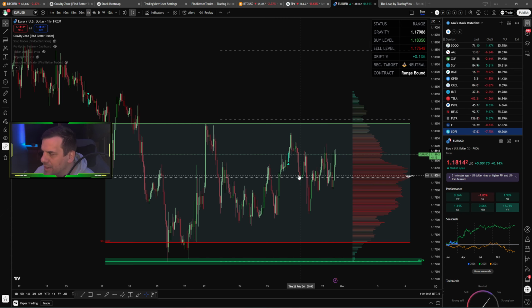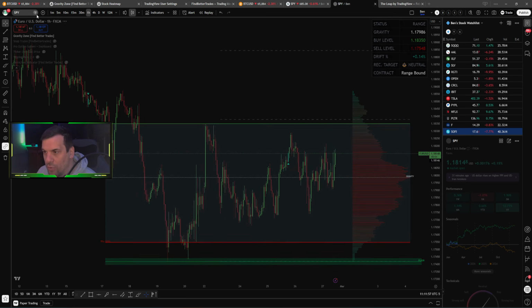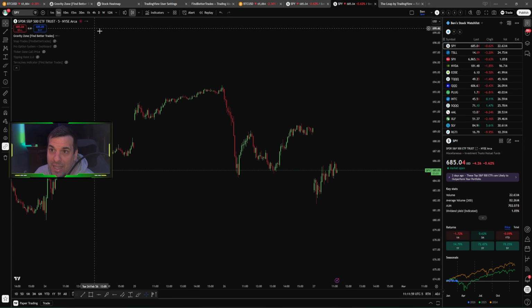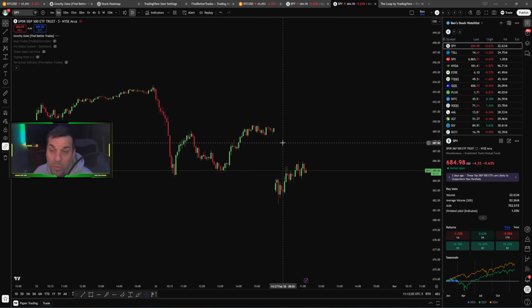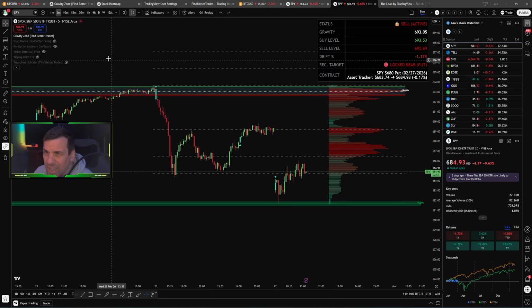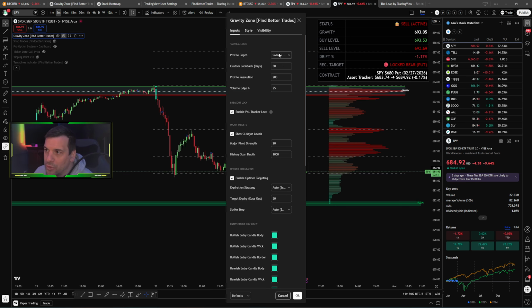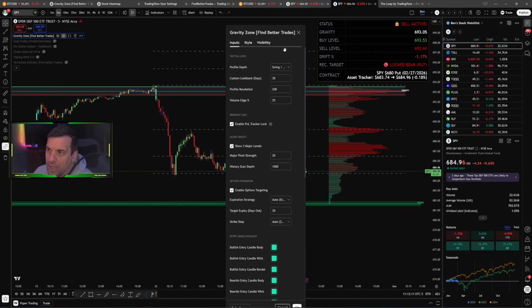So another question I had was a time frame. I like it on the hourly. But what's cool about this is, let's just go for instance SPY again. Maybe we want to try it inside that chop. However, we don't want to trade on the higher time frame.